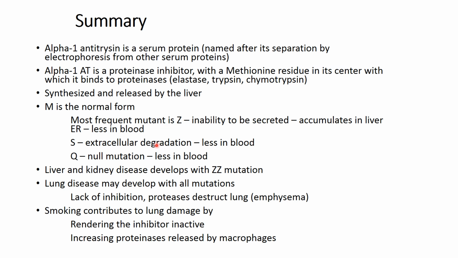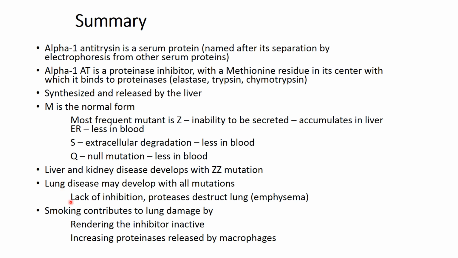S is a mutation resulting in a protein which is removed intracellularly, so again much less is secreted to the blood. And Q is the null mutation, where again less or none is circulating in the blood. So liver and kidney disease develops in Z and sometimes SS mutants. Lung disease can develop with all mutants, but not every patient will actually develop lung disease.